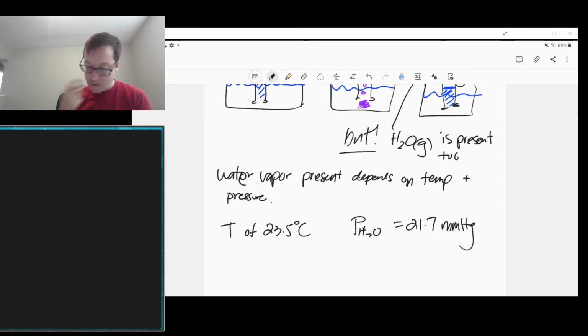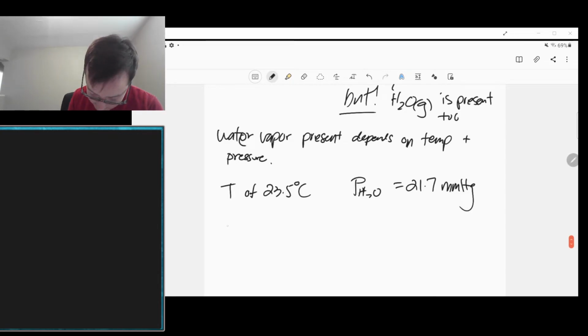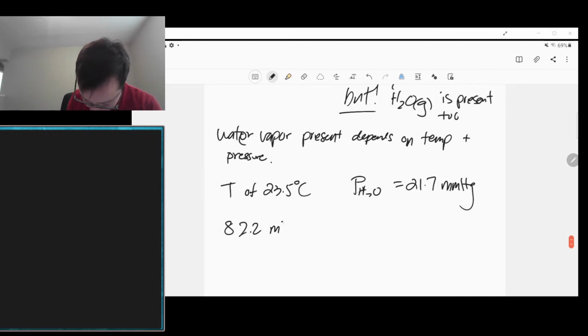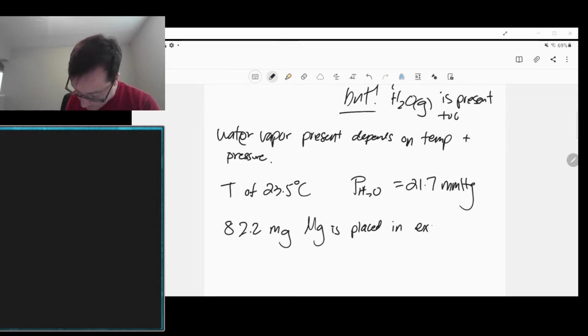So let's say we're conducting a reaction at 23.5 degrees Celsius and we're collecting the gas over water. So let's say we're going to take some magnesium. Milligrams of magnesium is placed in excess HCl in a eudiometer to collect over water.